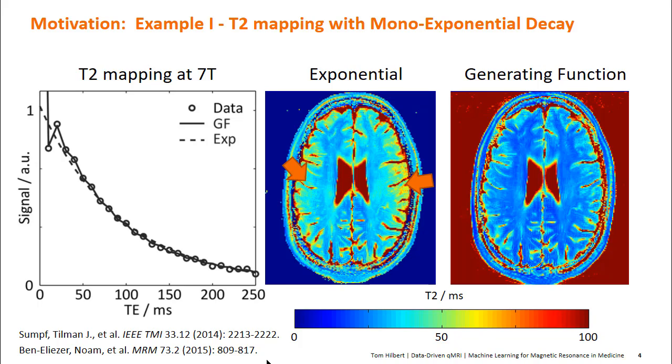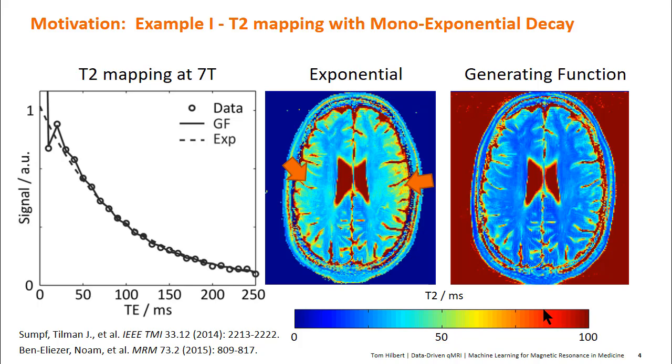This becomes very obvious when you go to high field. For example, here you can see a data set from 7 Tesla. If you use a standard exponential decay, you have an overestimation of T2, especially at the rim of the brain, which is due to the B1 inhomogeneity. What you can do is make your model more complex, so that it also accounts for the stimulated echoes. This has been done using Bloch equations or, for example, an analytical solution for this effect. And then you get a more accurate estimation.